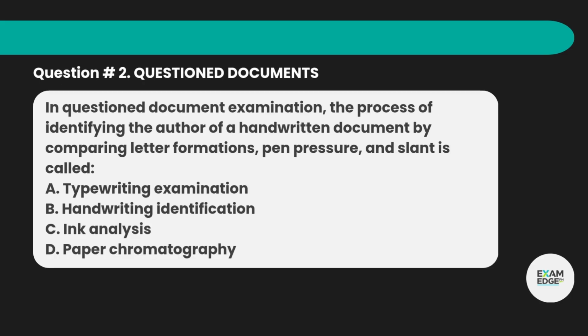Question number 2. Questioned documents. In questioned document examination, the process of identifying the author of a handwritten document by comparing letter formations, pen pressure, and slant is called A. Typewriting examination. B. Handwriting identification. C. Ink analysis. D. Paper chromatography.